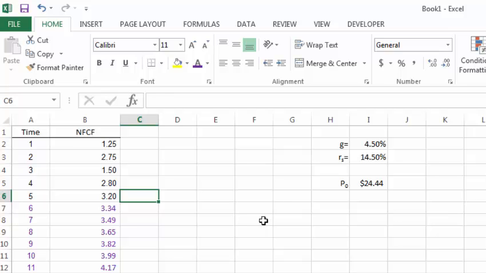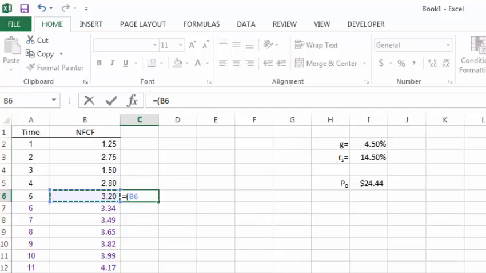So I'm just going to do the following. I'm going to say equal. Let's see if I remember my, of course I do because I do this enough. This is you trying to remember, however. So I'm going to get my 3.2 times 1 plus 4.5, divided by R sub S minus G.